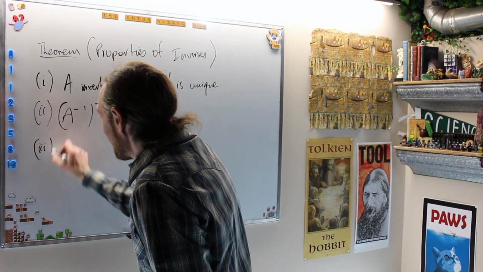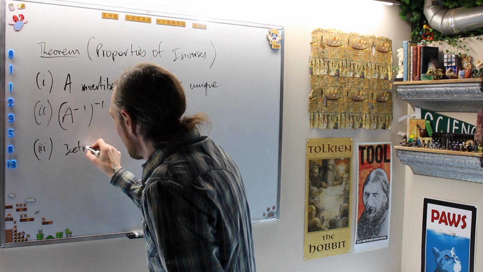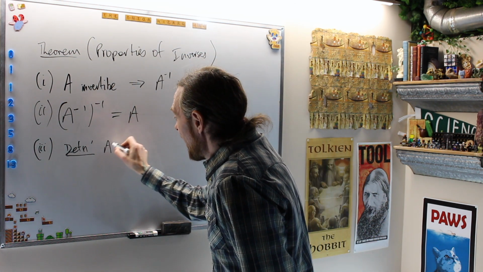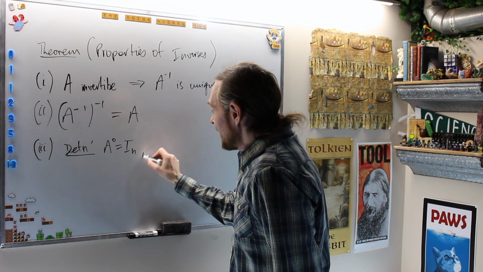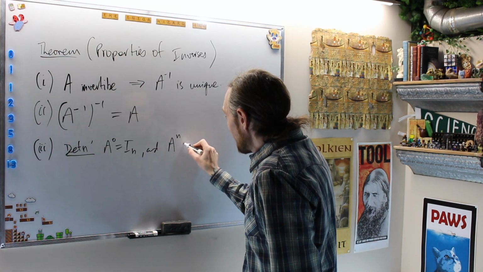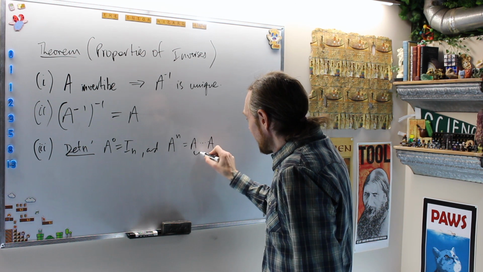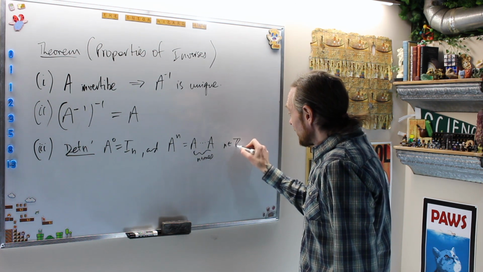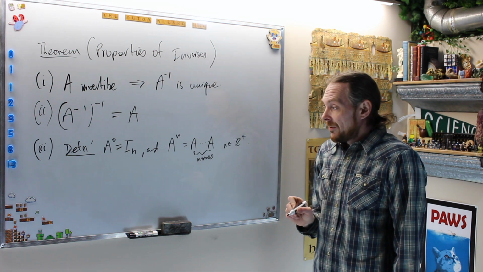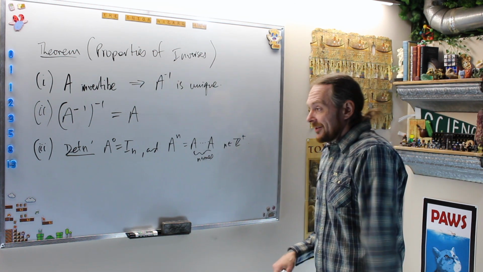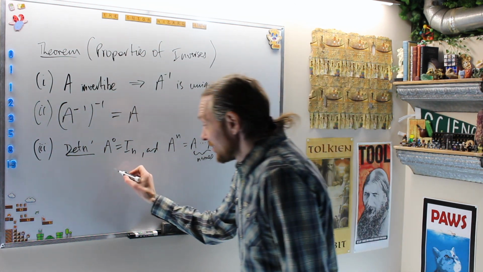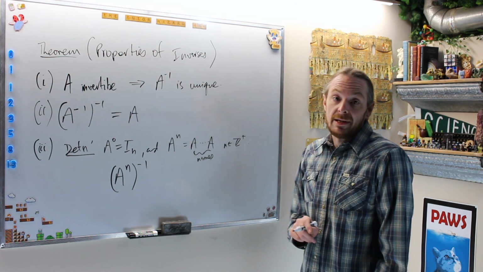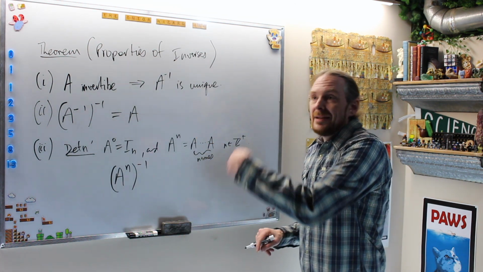3, I have to sneak in a definition. Definition: A to the 0 is the identity matrix, and A to the n is equal to A times A, n times, just like for numbers, if n is a positive integer. Why do I want that? Because we probably forgot to give this definition somewhere along the line, and I want to say property 3 is that the inverse of A to the n is the inverse of A to the power n.